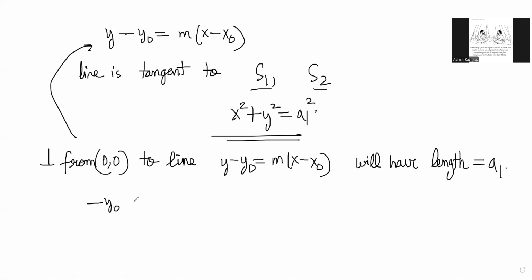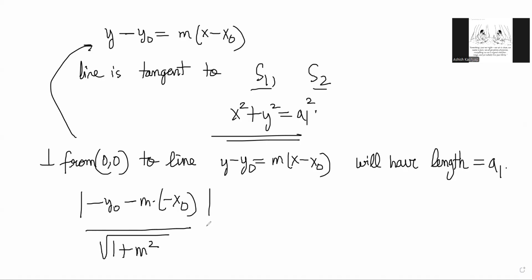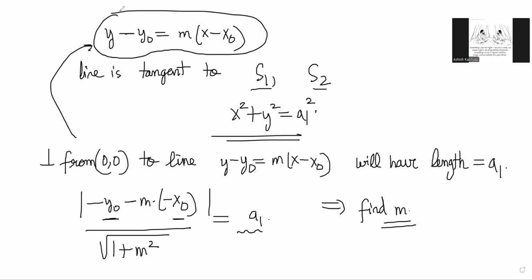It will be mod of minus y naught minus m times minus x naught over root of 1 plus m squared, and this should be equal to a1. Because I now know y naught and x naught, this is an equation involving only one variable, m. I also know a1, so I can find m from here. And once you find m, you know the equation of the direct common tangent.